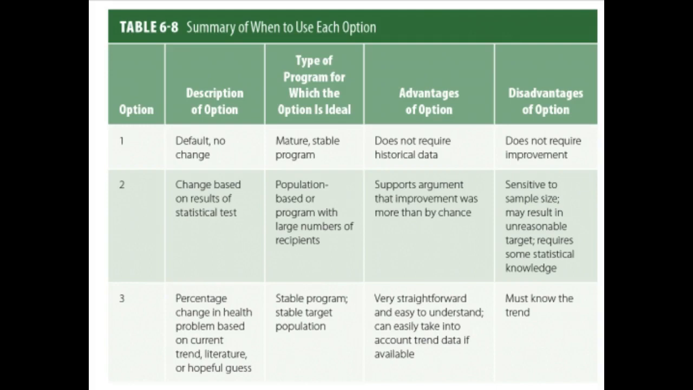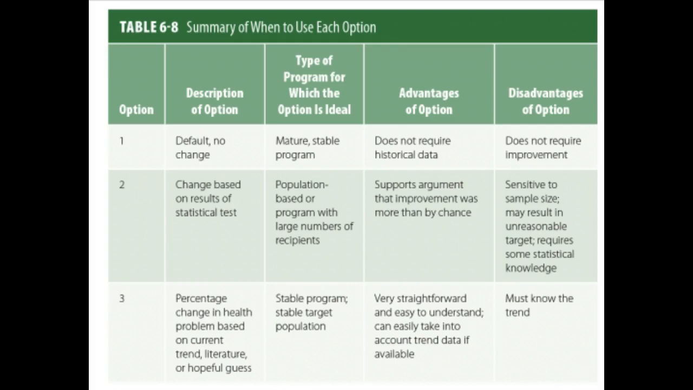There are many options for calculating a target value, 3 of which can be seen here in Table 6-8 from your text. Option 1 assumes that no change in the health problem will occur because of the health program. This could be used as a default and may be appropriate for programs which are mature and have already achieved their goal and want to just maintain that current value because it's already acceptable and healthy. The advantage of this option is that it doesn't require historical data, but the disadvantage is that it doesn't require any improvement.